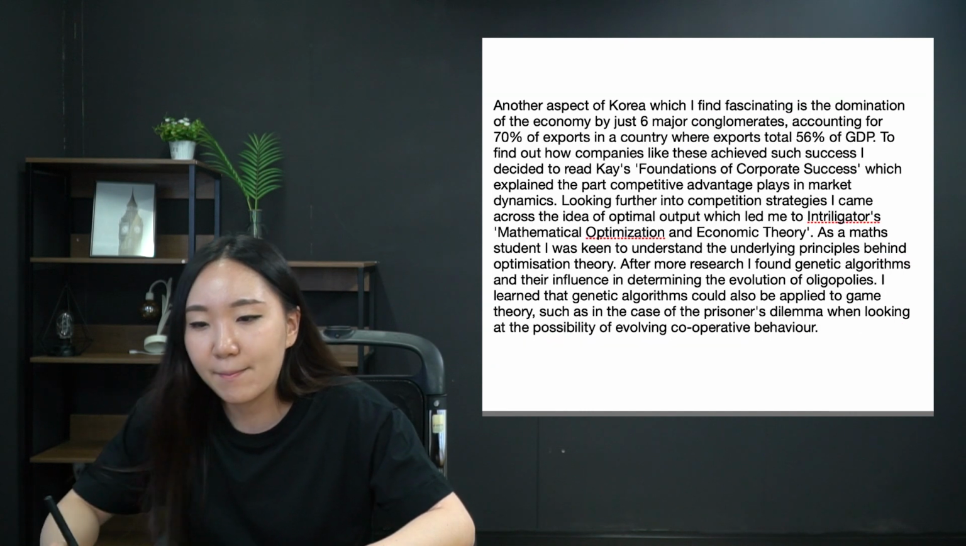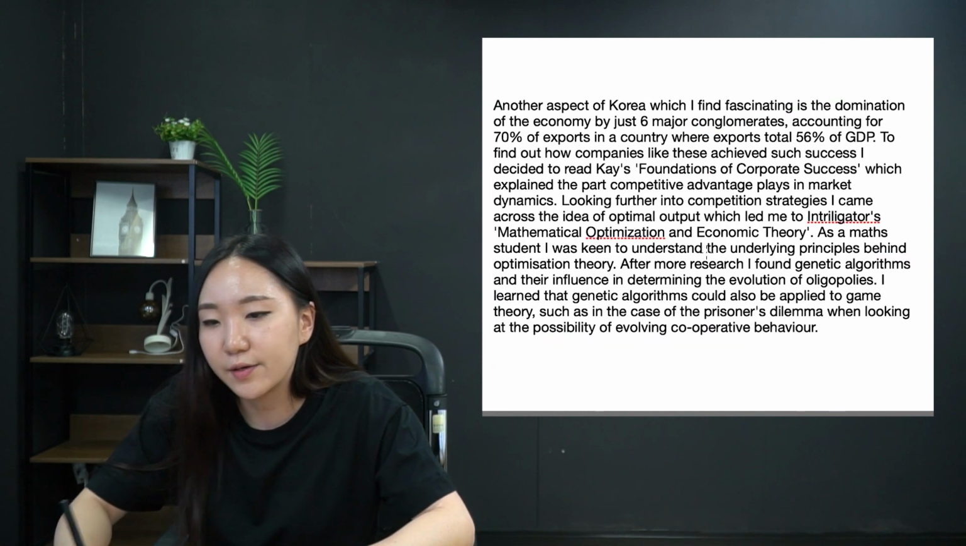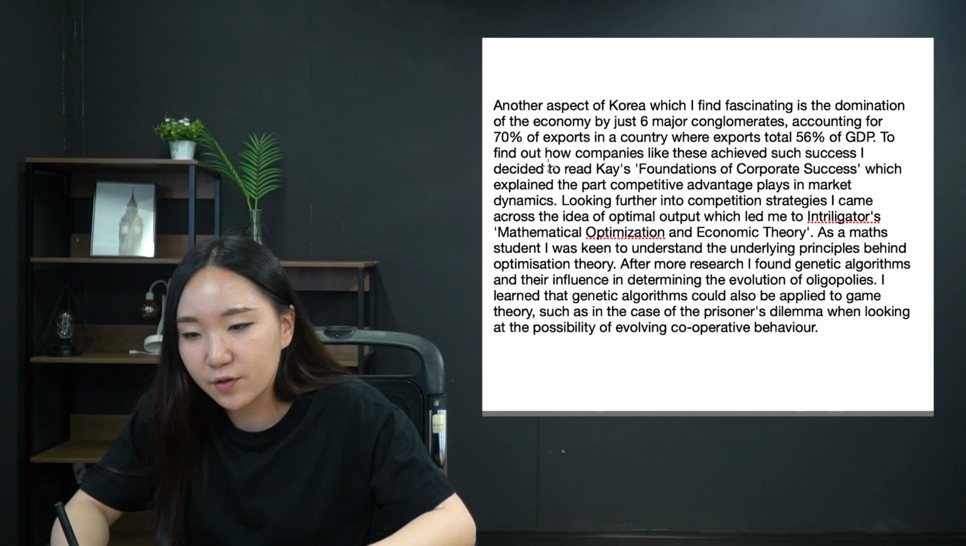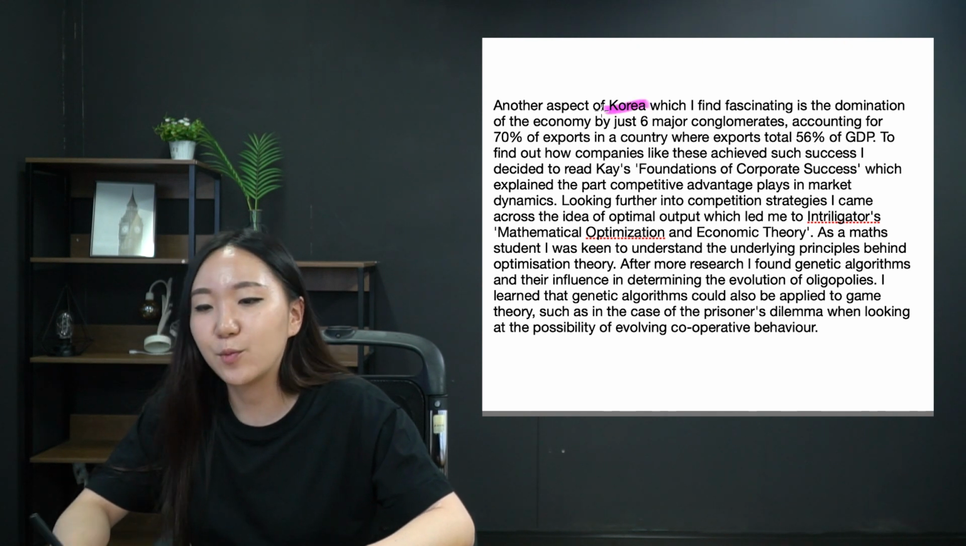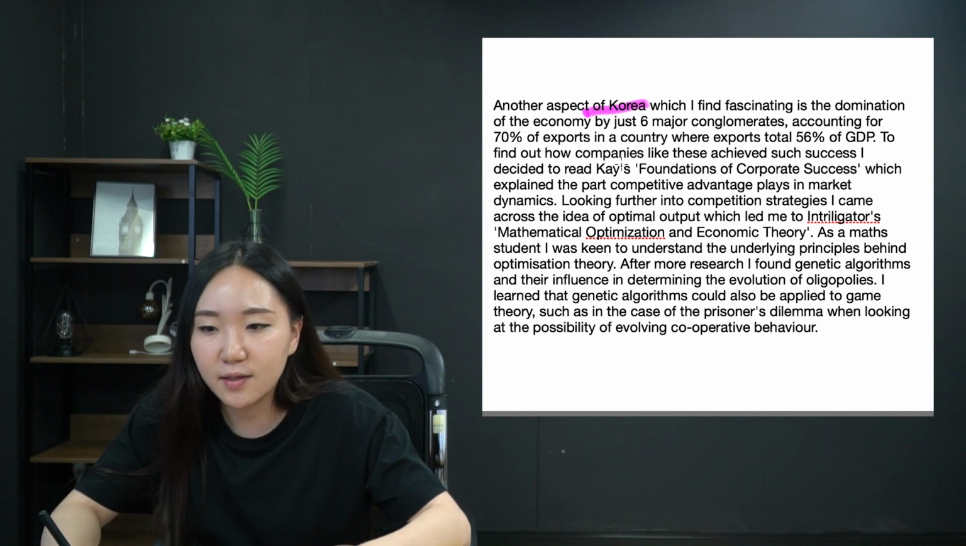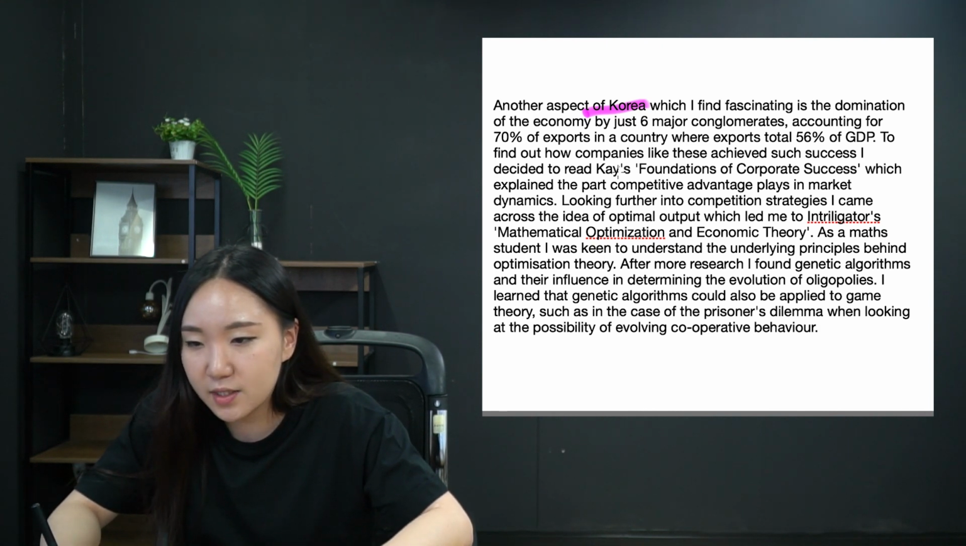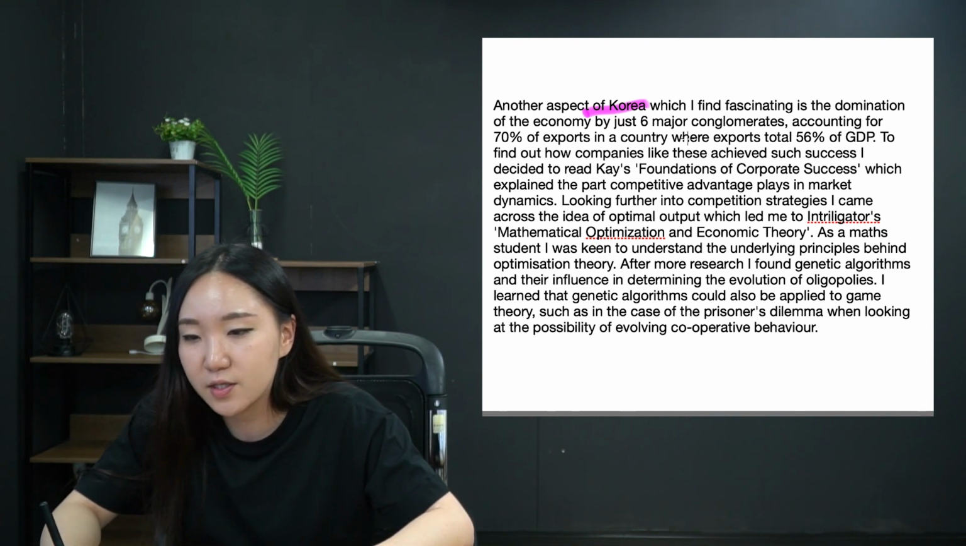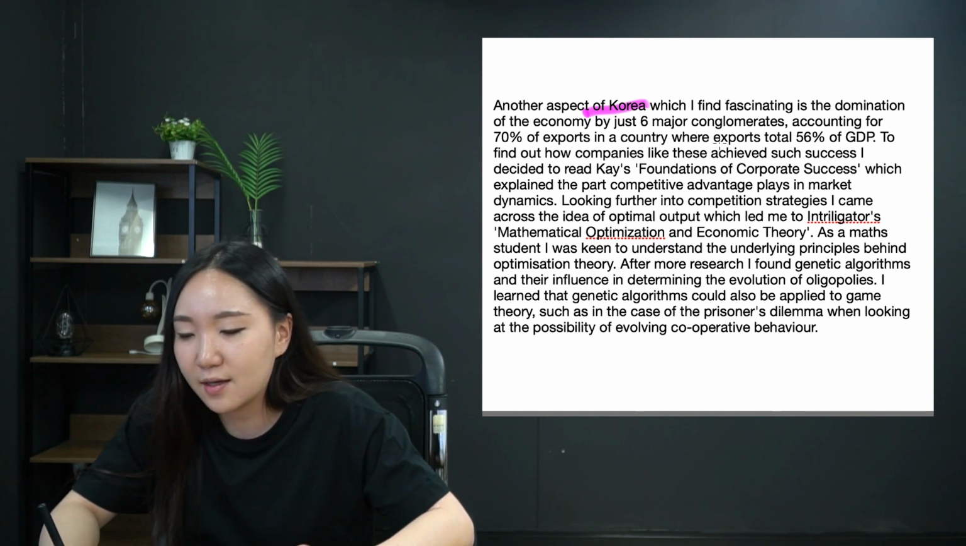Okay, so this was kind of my management portion now, so let's have a look. I said another aspect of Korea, I am staying on topic here just because it was easier than switching entirely, and I think a developed point always sounds a little bit better than lots of different sub-points. Which I find fascinating is the domination of the economy by just 6 major conglomerates, accounting for 70% of exports in a country where exports total 56% of GDP. I'm certain that's not true anymore, but at the time it was.